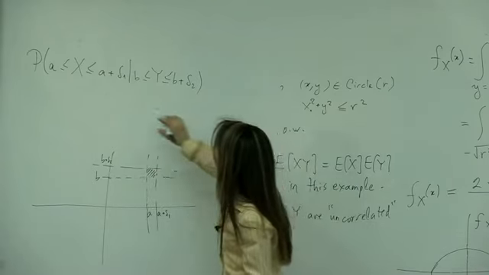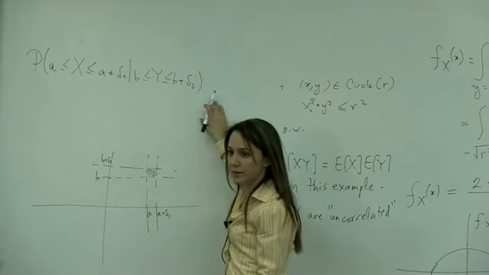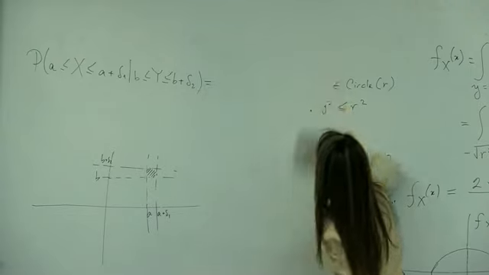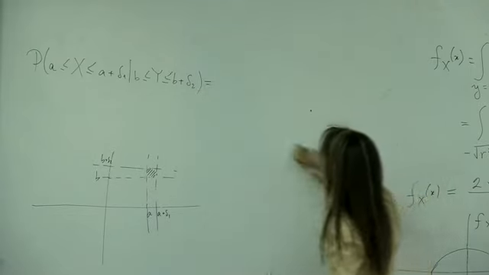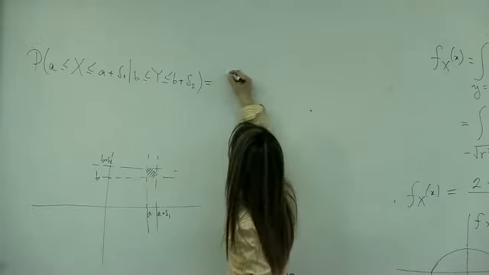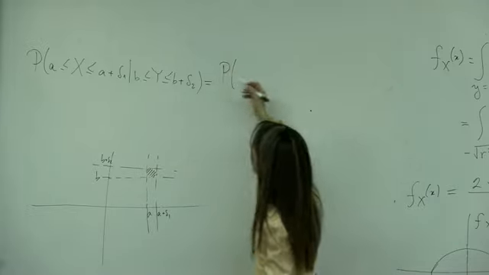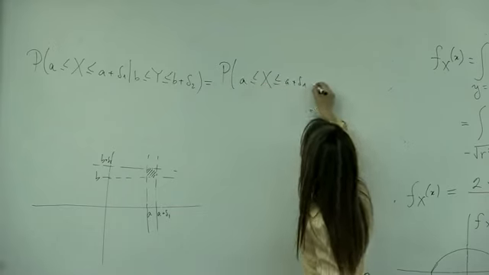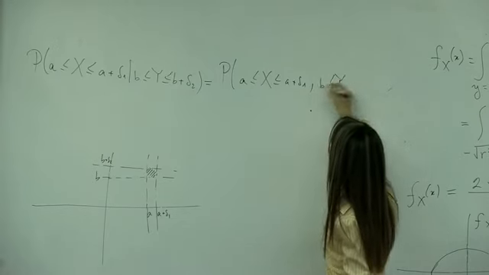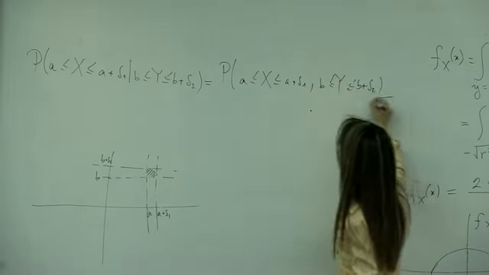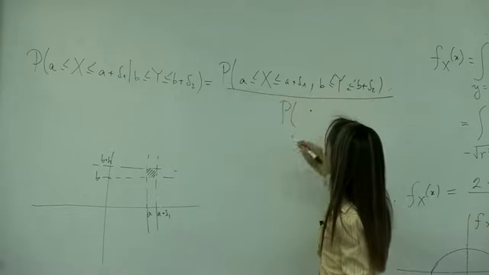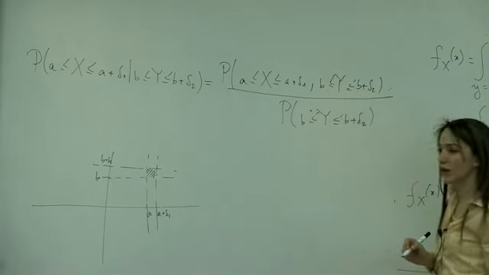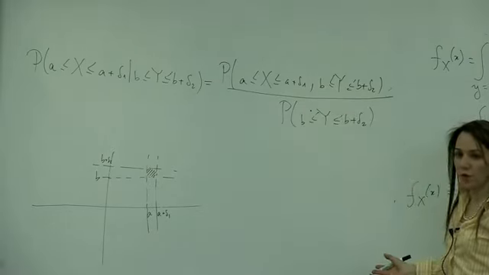Now, this is a legitimate probability. Now, what we do next is also legitimate, and it follows from the definition of conditional probability, which is to divide the joint by this. So basically, this is the probability that X is in a to a plus delta 1, and Y is in b to b plus delta 2, divided by the probability that Y is between b and b plus delta 2. No problem here so far.